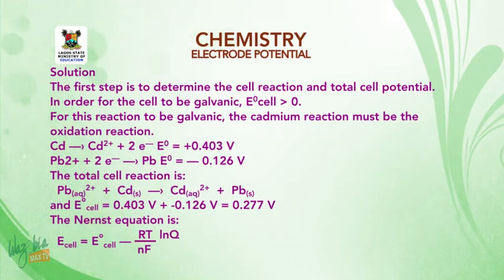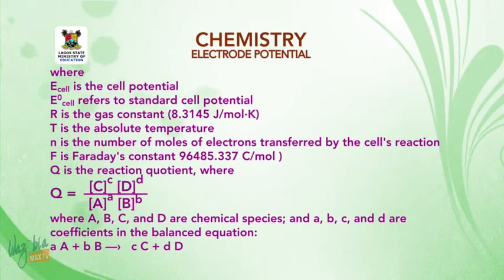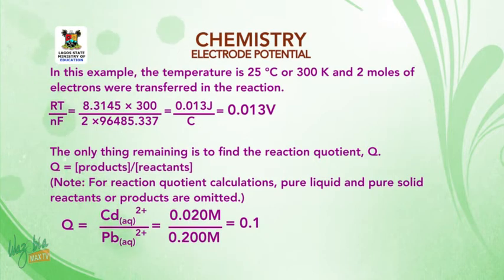So applying the Nernst equation, where E cell is the cell potential, R is the gas constant, T is absolute temperature, n is the number of moles of electrons in the cell reaction, F is the Faraday's constant, and Q is the reaction quotient, where Q equals the concentration of C to the c and D to the d over A to the a and B to the b, that is products over reactants, where A, B, C, D are chemical species, and small a, b, c, and d are coefficients in the balanced equation. So in calculating, our RT over nF will be 0.013 volts.